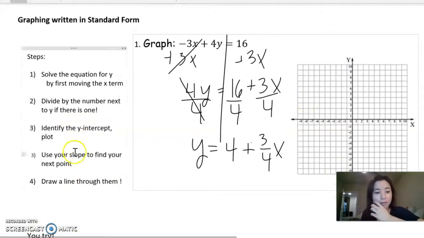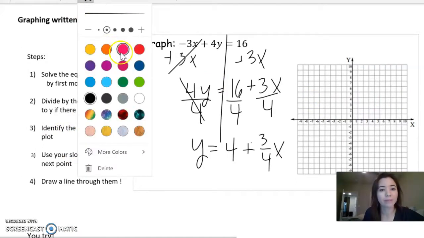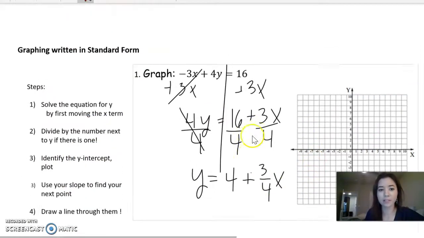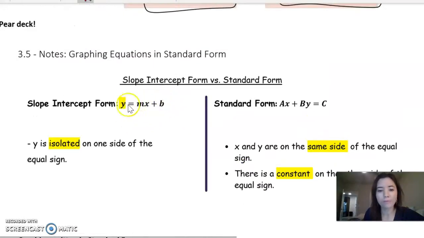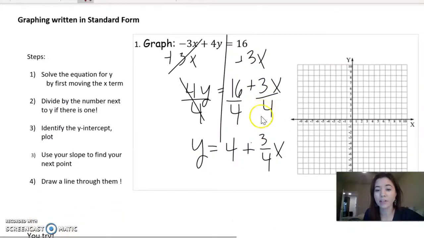Just like we've done, let's first identify the y-intercept and then plot it. Remember, the y-intercept is that number by itself. We've been looking at it as mx plus b, but whatever number is by itself is the y-intercept, so it's just moved around a little bit. It's going to be that 4. So we can make a point here at 4.